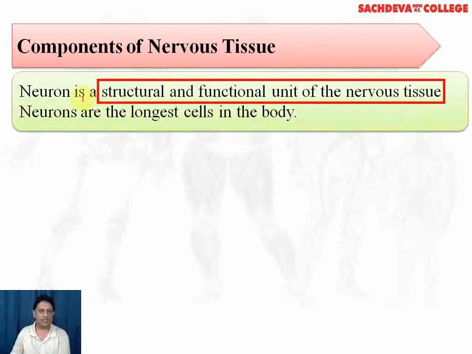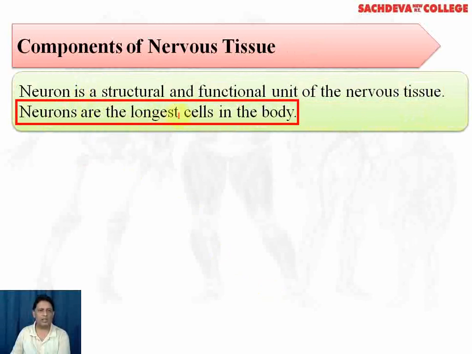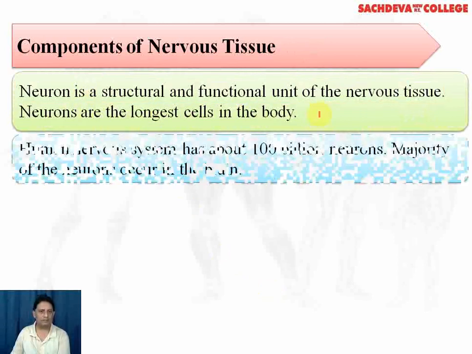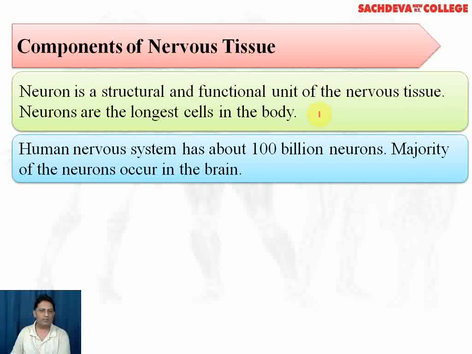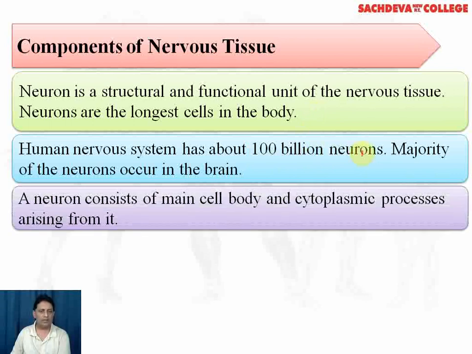Neuron is a structural and functional unit of nervous tissue. Neurons are the longest cells in the body. The human nervous system has about 100 billion neurons. The majority of the neurons occur in the brain. A neuron consists of a main cell body and cytoplasmic processes arising from the cell body.